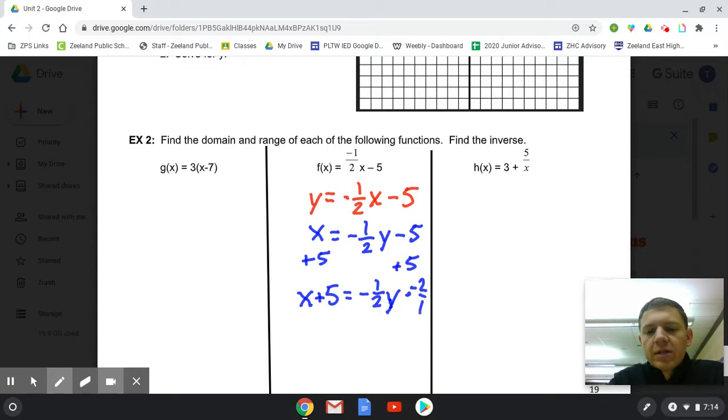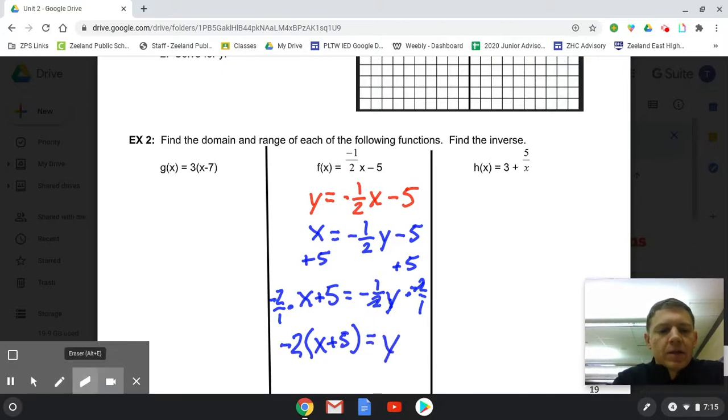And what that does is these negative 2's will cancel. All right, I got to do it to both sides since I did it to one side. Multiply by negative 2 over 1. That leaves me with, well, negative 2 over 1 is just negative 2. So negative 2 in parentheses, x plus 5 equals y. Okay? Just clean it up real quick with the eraser.